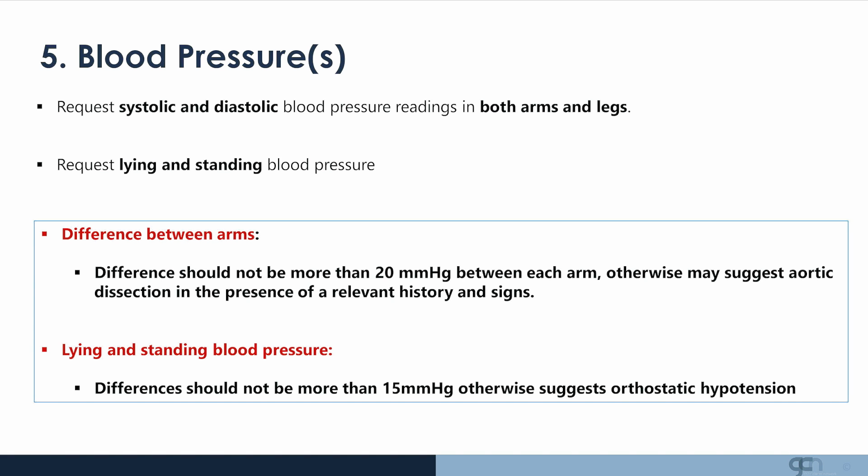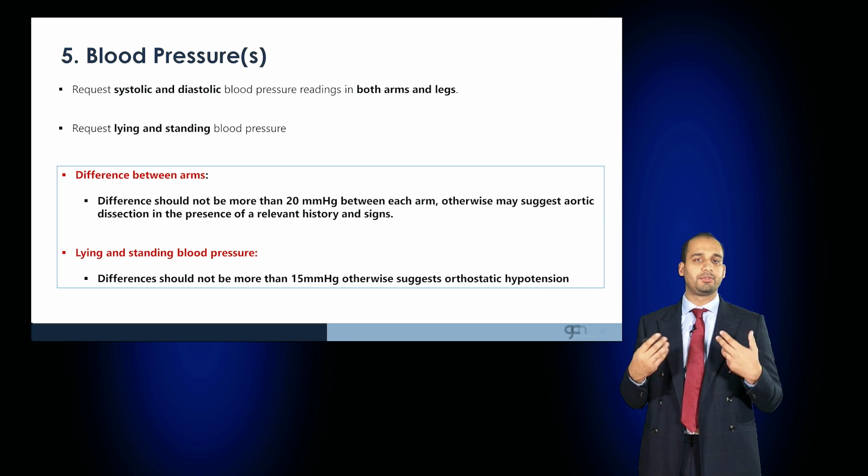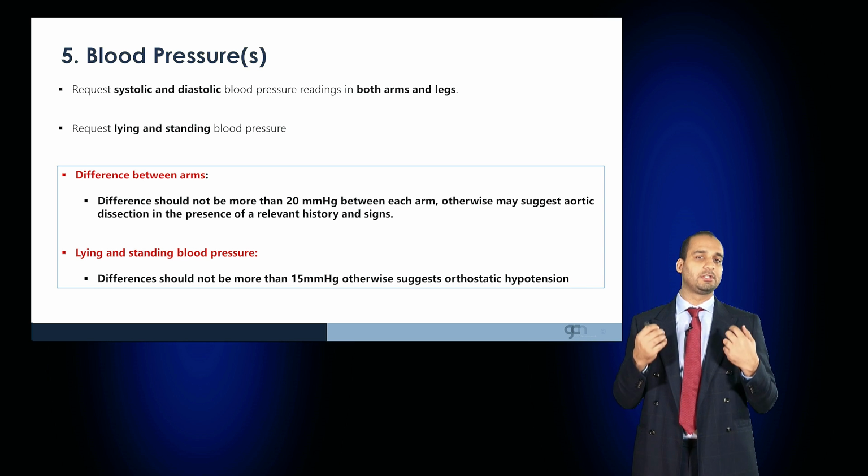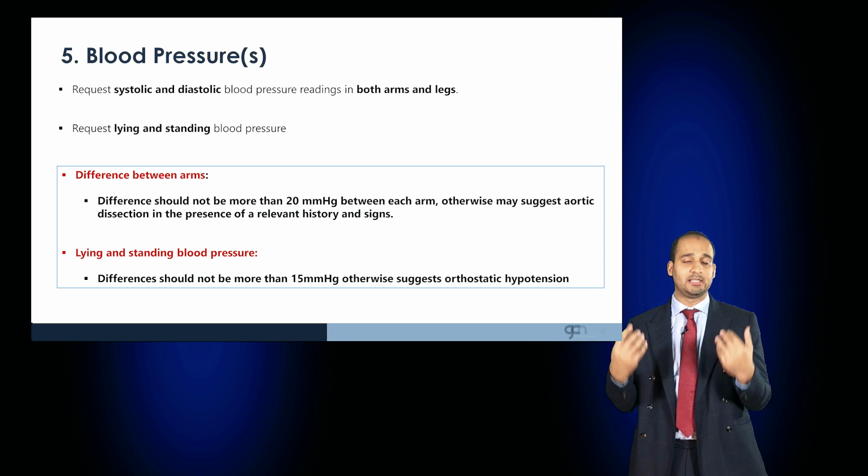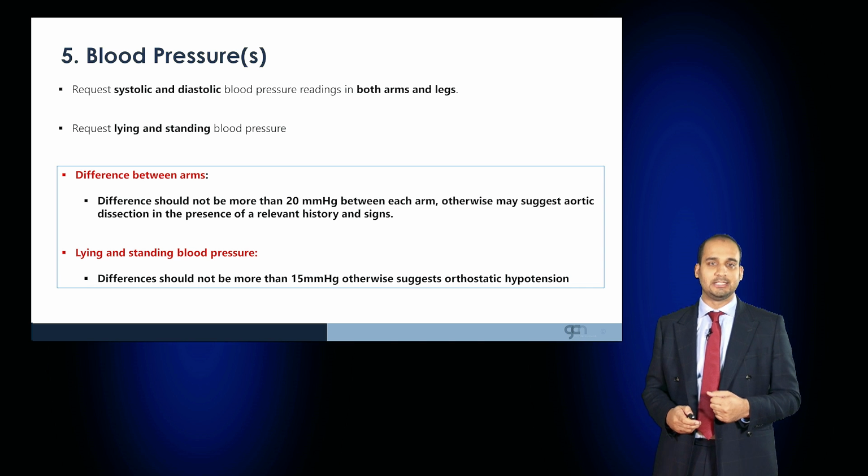The lying and standing blood pressure equally should not be significantly different. If there is a difference of more than 15 millimeters of mercury, this suggests that there is orthostatic hypotension and the autonomic nervous system is not able to maintain the blood pressure when the patient is standing.